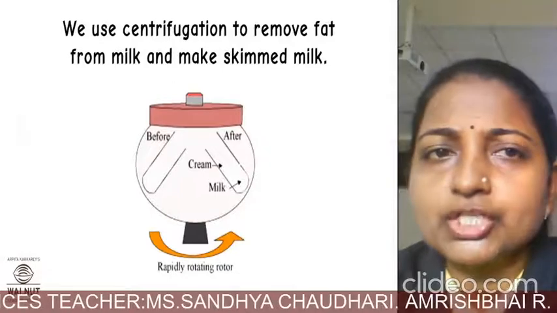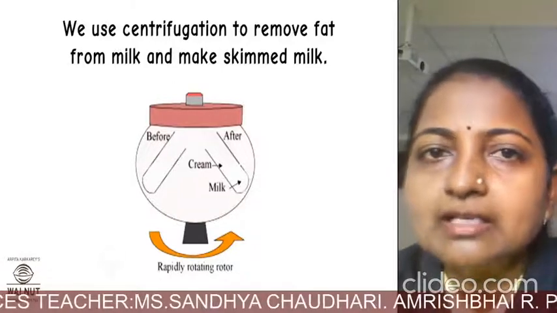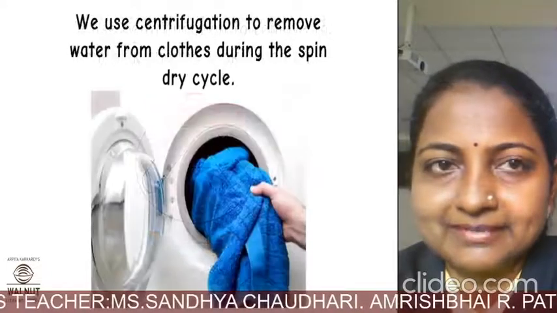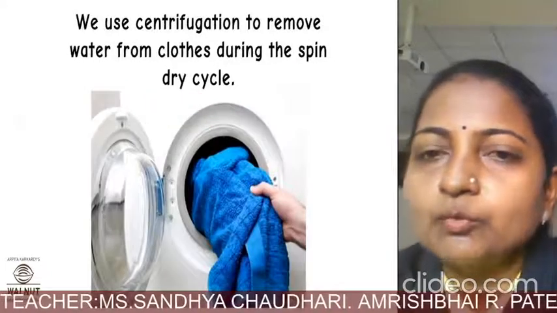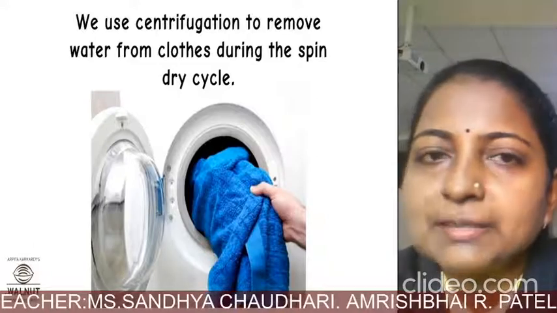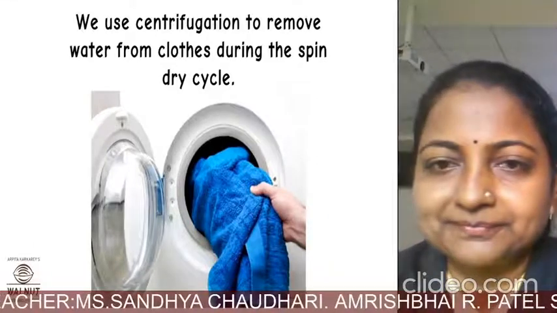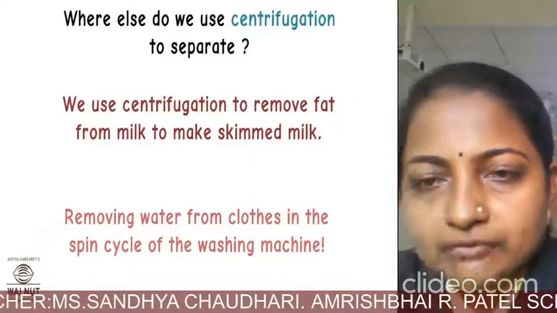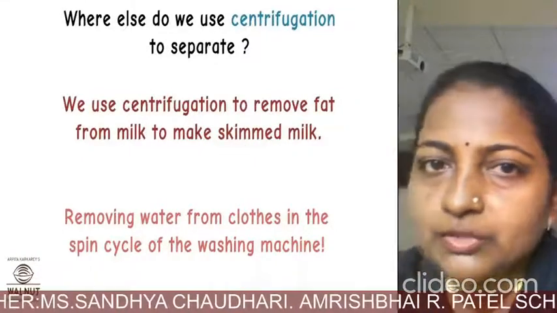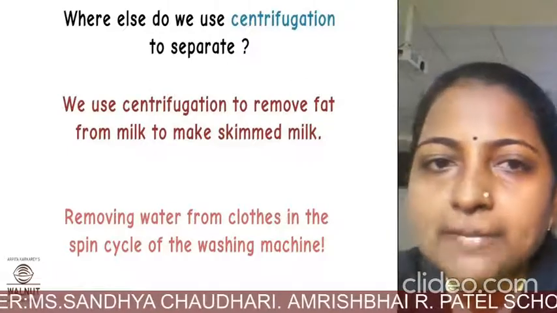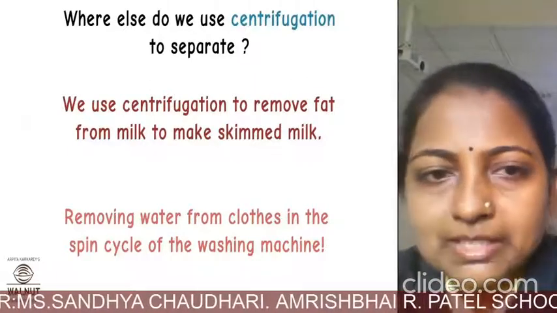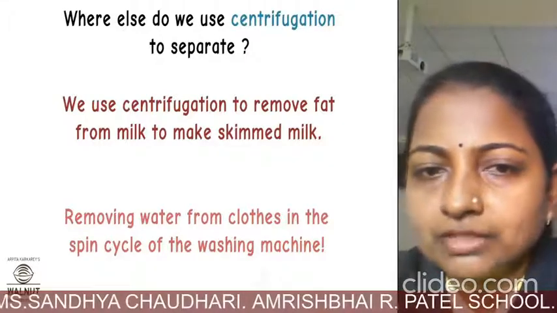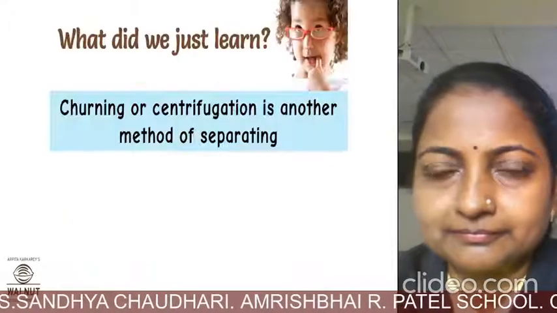We use centrifugation to remove fat from milk and make skimmed milk. We use centrifugation to remove water from clothes during the spin-dry cycle. Where else do we use centrifugation to separate? Note it down. We use centrifugation to remove fat from milk to make skim milk and to remove water from clothes in the spin cycle of the washing machine.